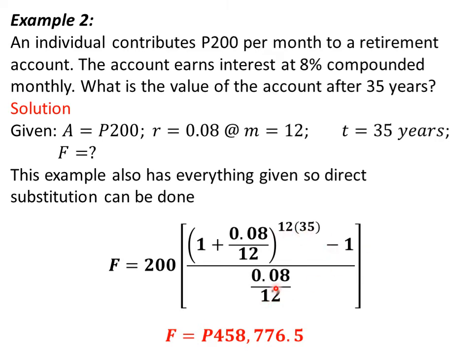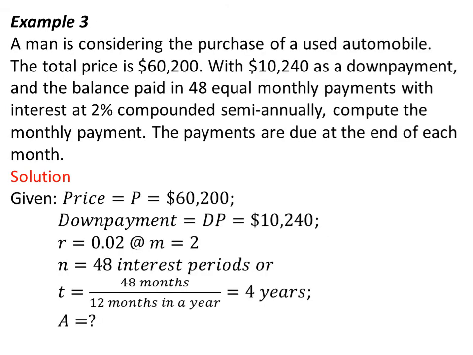Minus 1 all over I, which is R over M. That is 0.08 over 12. So after 35 years, you will have a future amount of 458,776.5 pesos. Okay, let's proceed to example number 3.